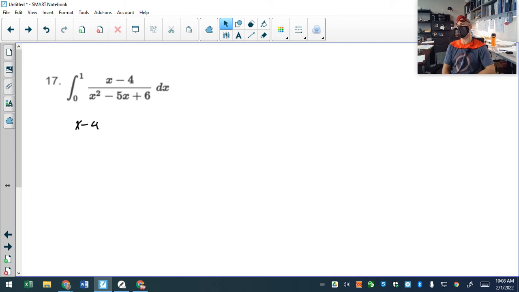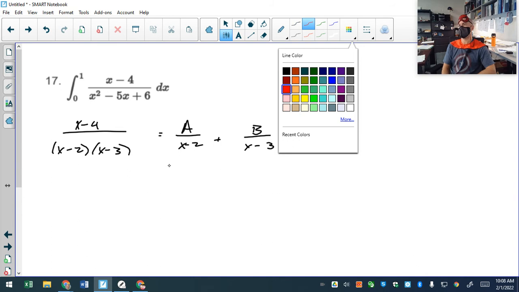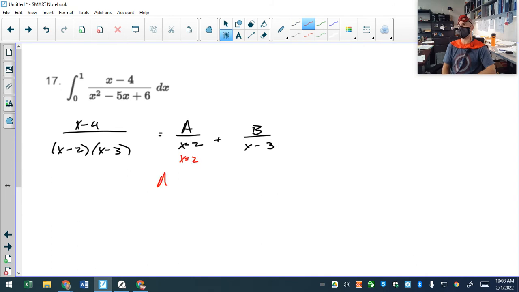So it's (x minus 4) over (x minus 2)(x minus 3) equals A over (x minus 2) plus B over (x minus 3). To get A, I will plug in 2 for my x. And so it'll be 2 minus 4 over 2 minus 3, and A is 2. Is that okay? Too fast? Plug in 3 to get B, so 3 minus 4 is -1. 3 minus 2 is +1, so B is going to be -1.